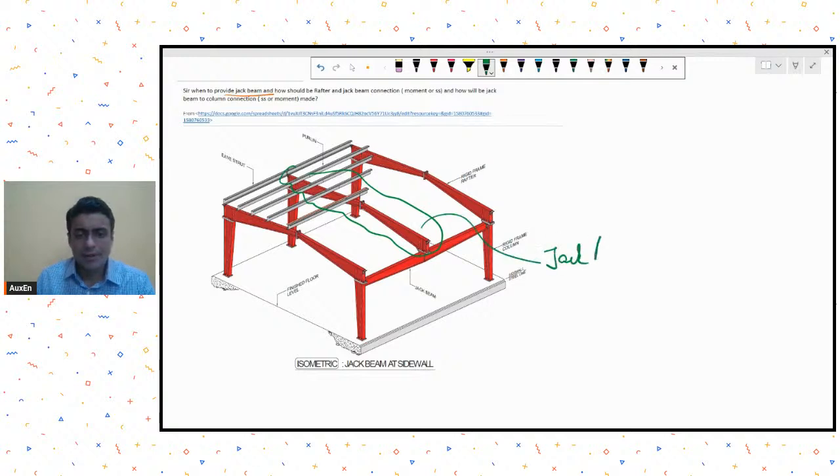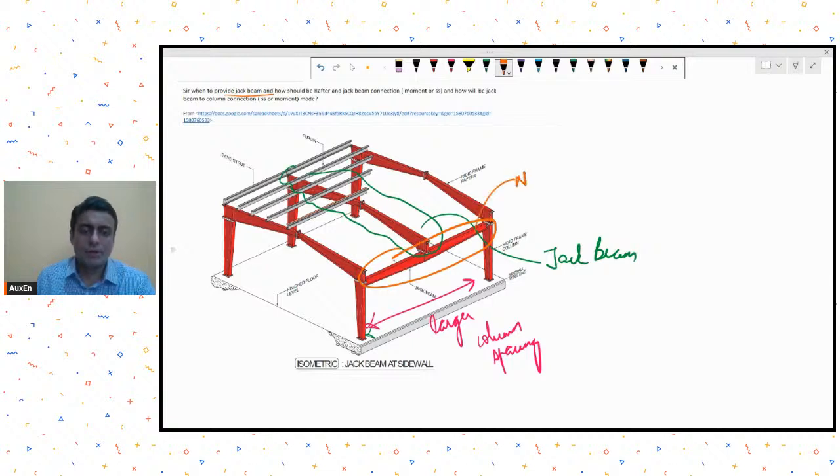Okay. So why is this jack beam required? Because a jack beam means a beam which does not have a column supporting it below. That is what we usually mean by jack beam. So why do I provide a jack beam? Because let's say I want a larger column spacing over here. If a larger column spacing is required, we usually like to go for a jack beam arrangement. So instead of taking a column over here, what I'm doing is supporting this jack beam on a normal beam over here, which in turn is connected to these two columns.